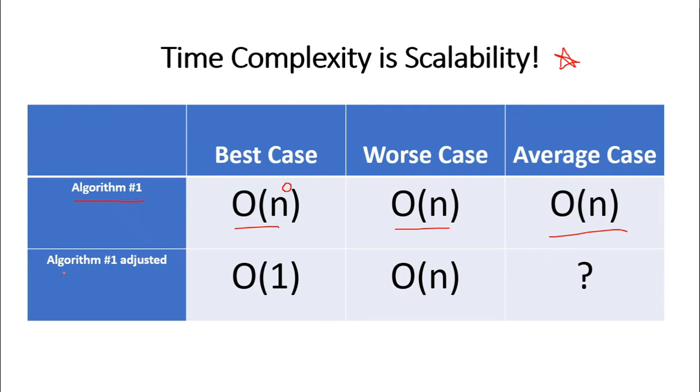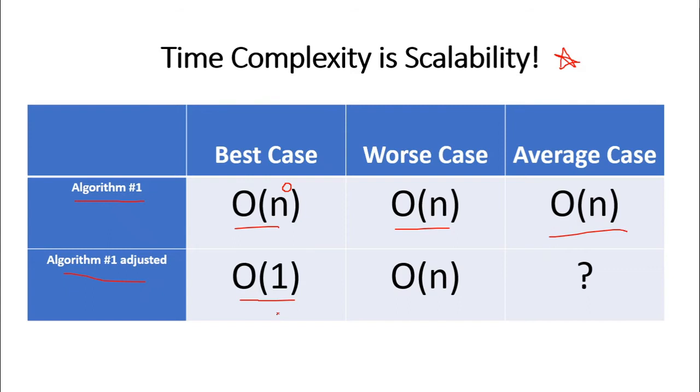So n is linear, a linear order or a linear time complexity for algorithm 1. Now, for our adjusted algorithm, our best case scenario is what we call O(1). 1 just means it's not related to n. So I wouldn't harp on the number 1 too much. It doesn't mean it takes 1 second, or it doesn't mean anything really, except that it's constant.